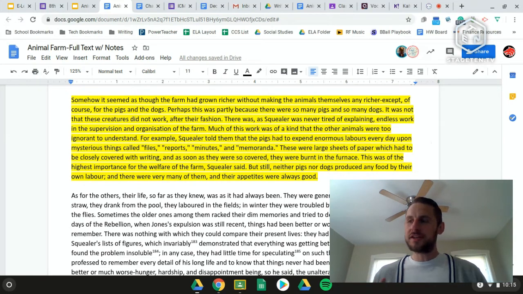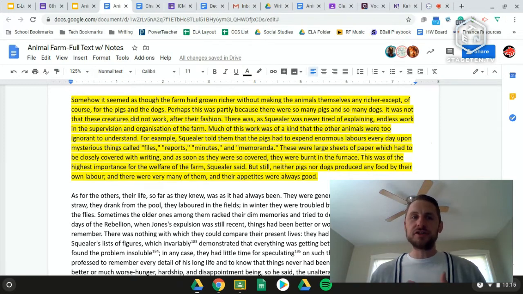And it goes into this bit where Squealer talks about how the pigs have these very challenging labors working on files and reports and statistics and all these things on sheets of paper, but the pigs and the dogs don't actually create any food for themselves, even though their appetites are always good and they're always the ones who are consuming the labors of the other animals.